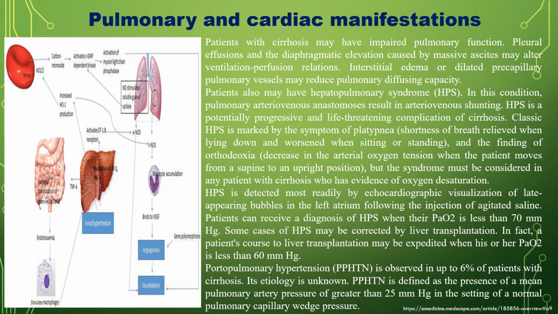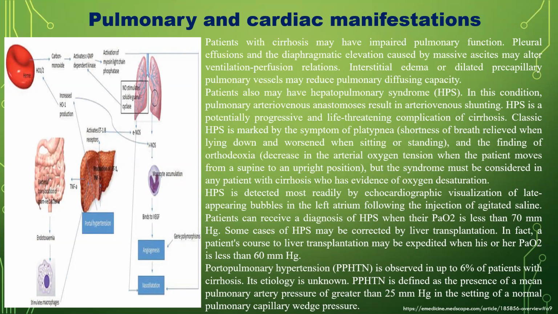The classic syndrome is marked by the symptom of platypnea, which is shortness of breath relieved when lying down and worsened when sitting or standing, and the finding of orthodeoxia, a decrease in arterial oxygen tension when the patient moves from a supine to an upright position. But the syndrome must be considered in any patient with cirrhosis who has evidence of oxygen desaturation. Hepatopulmonary syndrome is most readily detected by echographic visualization of late-appearing bubbles in the left atrium following the injection of agitated saline.